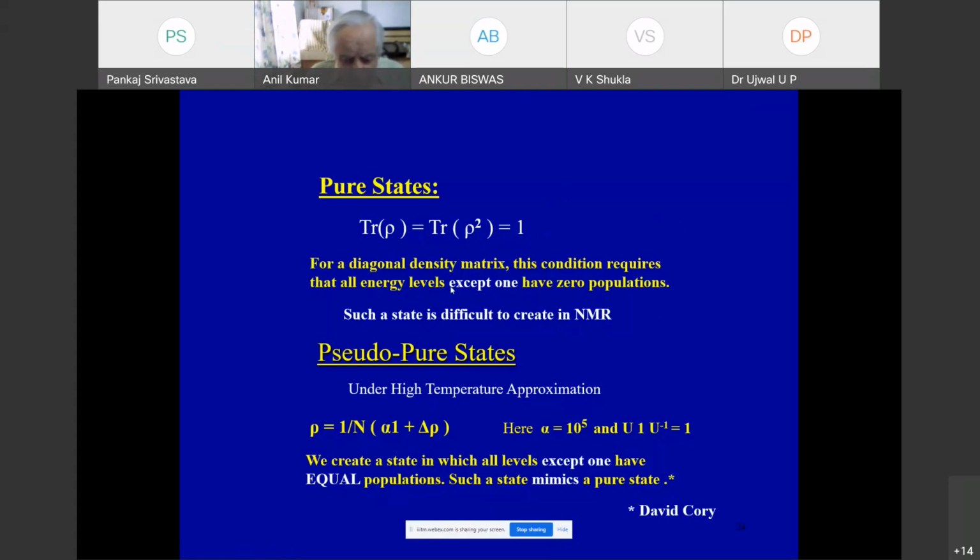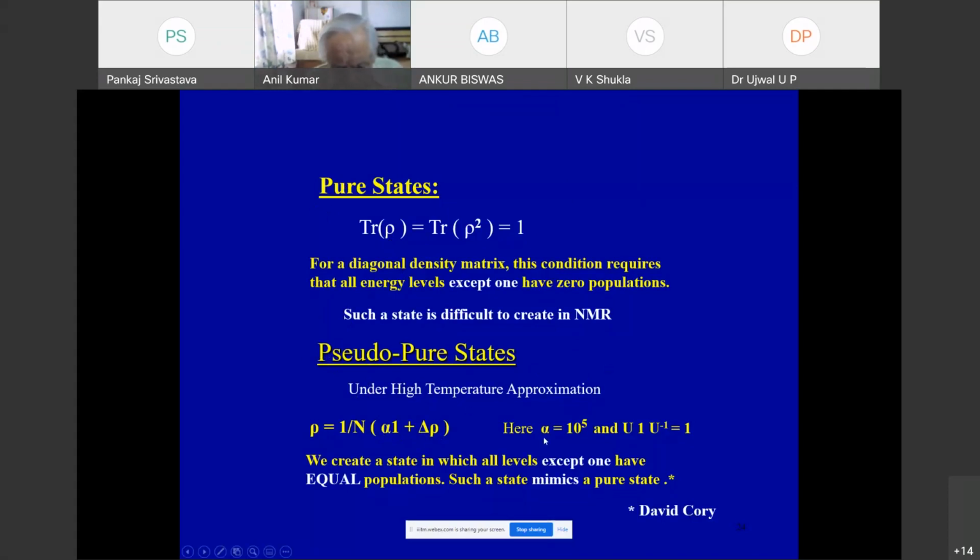But David Cory found a way out. He said, let's not worry about pure states, we will do pseudo-pure states. So what he did was he expanded the density matrix under the high temperature approximation, and kept only the first term, because the second term is of course very small.